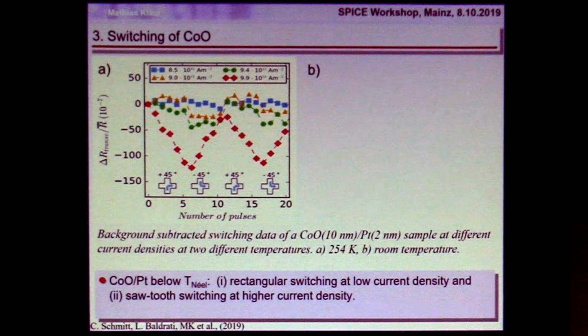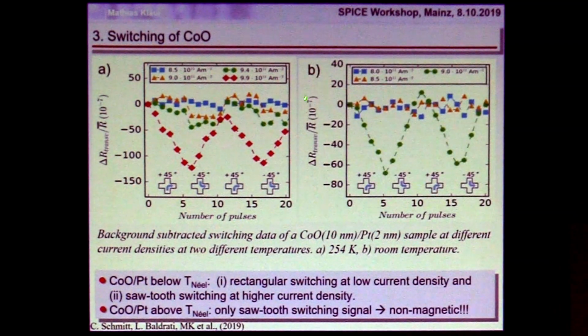Cobalt oxide has a Néel temperature that is around room temperature. So we can easily measure below and above. First we measure below, and we see, exactly like nickel oxide, step-like, rectangular switching at low current densities, and we get the sawtooth-like at high current densities. And then we increase the temperature above room temperature, and then we only see the sawtooth-like.